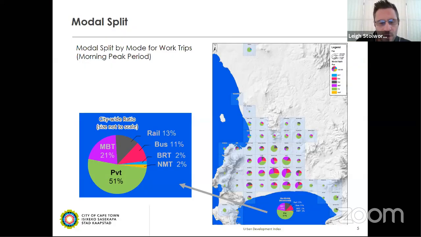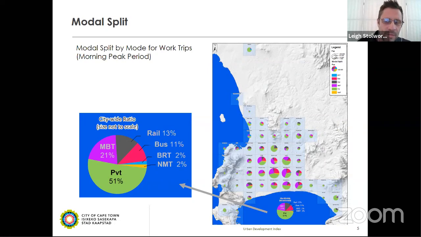So let's have a look at what we know. We know the modal split in the City of Cape Town, and we've got a lot of data, and we've calculated this quite extensively. The pie chart on the right shows what the overall citywide modal split is. And we can see that, unfortunately, the private car has got the upper hand. So private transport has a higher mode share than public transport. And in fact, we've been steadily losing ground in this, despite all of our efforts to promote public transport.